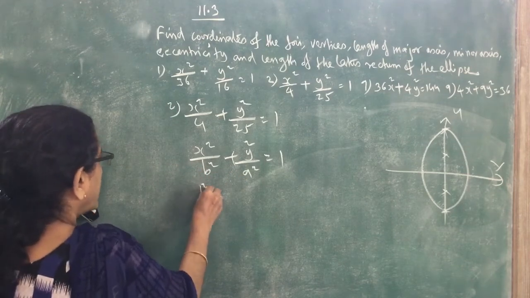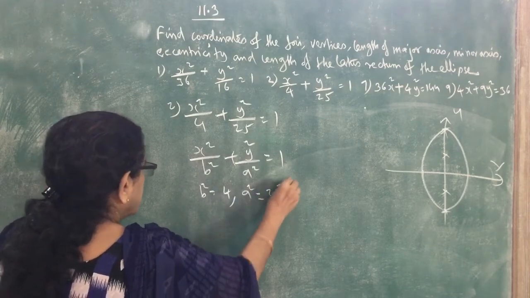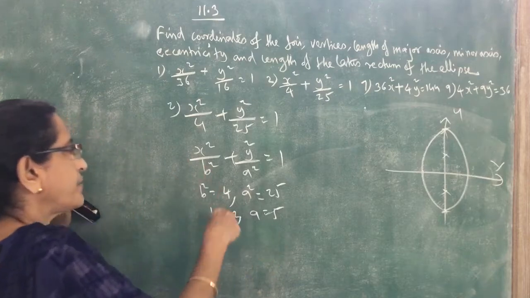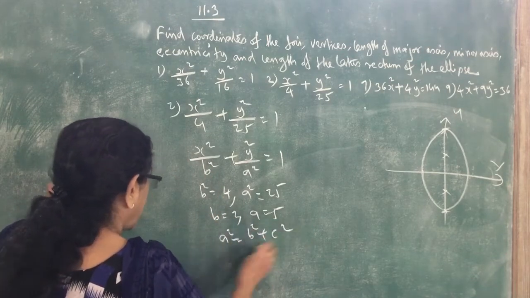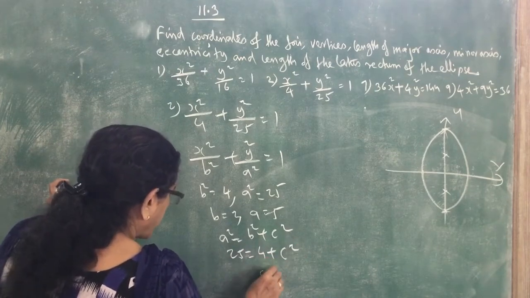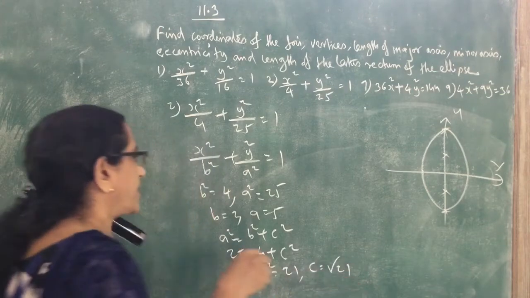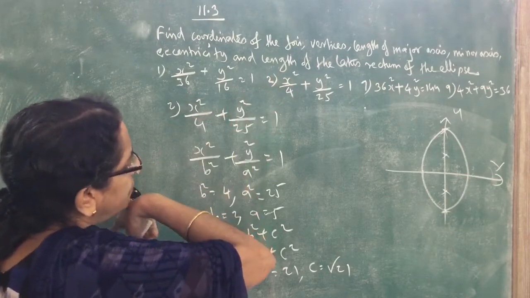So b square equal to 4, a square equal to 25. So b equal to 2, a equal to 5. Then we can find c. a square equal to b square plus c square. So 25 equal to 4 plus c square. Therefore c square equal to 21. So c equal to root of 21. So we got c. Now we can write all the things asked.